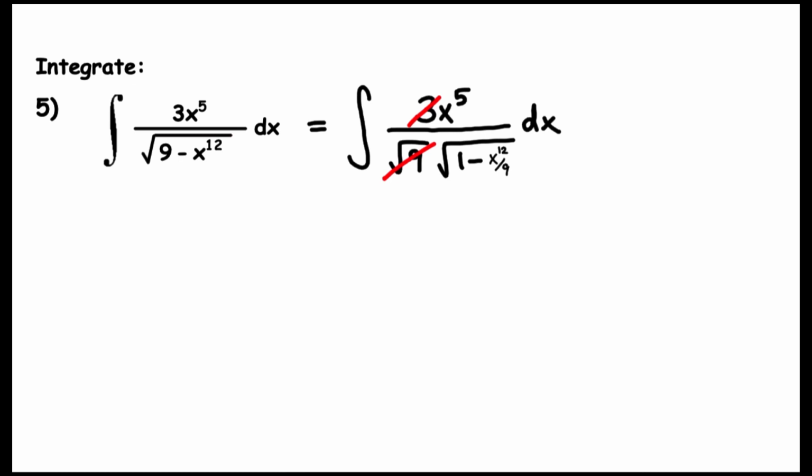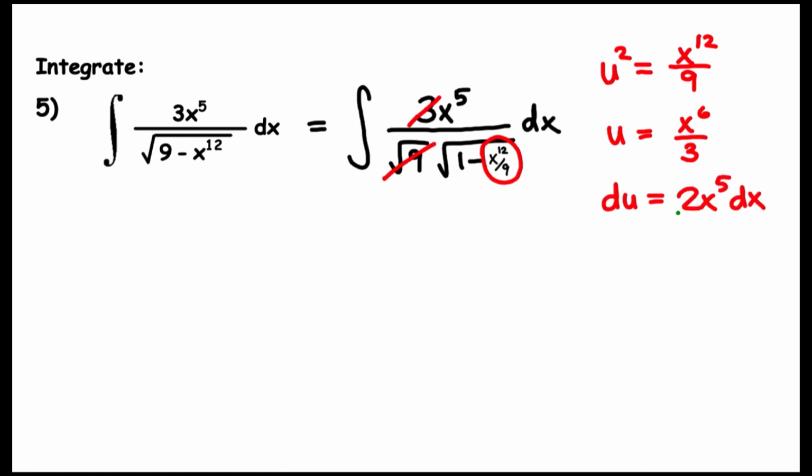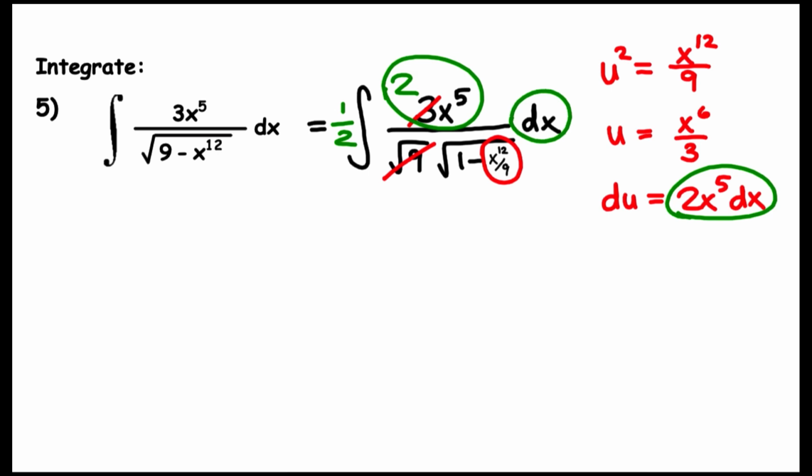Fantastic. All right, let's turn this into u squared. That'll make u x to the 6th over 3. And since that is 1/3 x to the 6th, du will be 2x to the 5th dx. All right, so I need a 2x to the 5th. I'll put a 2 on here, 1/2 out front. The 2x to the 5th and this dx that I've circled will become this here du. 1/2 integral, and I'm left with just a 1 on top, so 1 over exactly what I wanted.